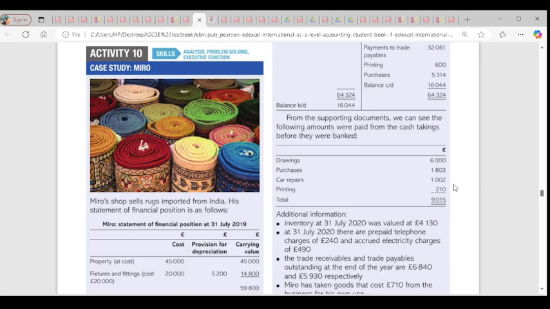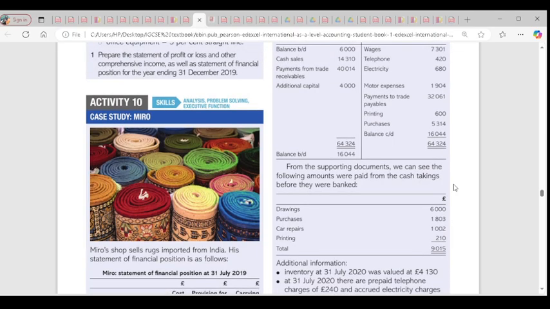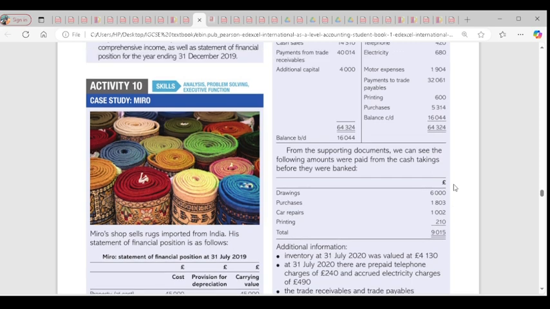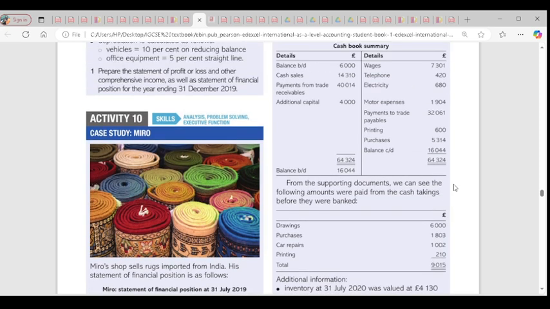Now go to motor expenses. Our motor expenses, we have 1,904 in the cash summary. Then our car repairs, 1,002. You add it together, that gives us 2,906. Is it clear? Then we go to printing. Our printing is 210 in the cash takings, and we have our printing here 600. That's 810. Clear.